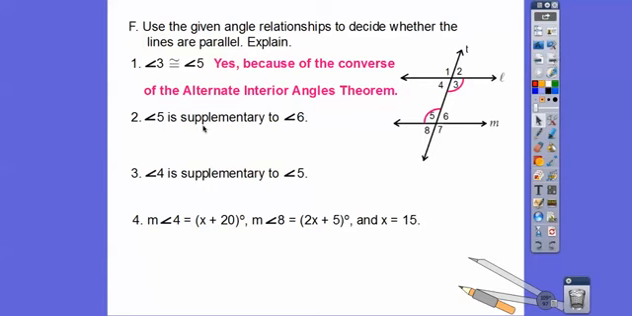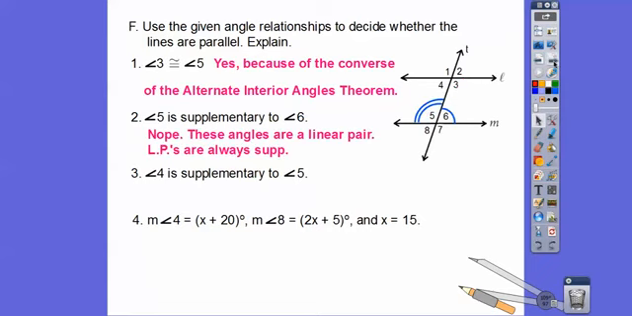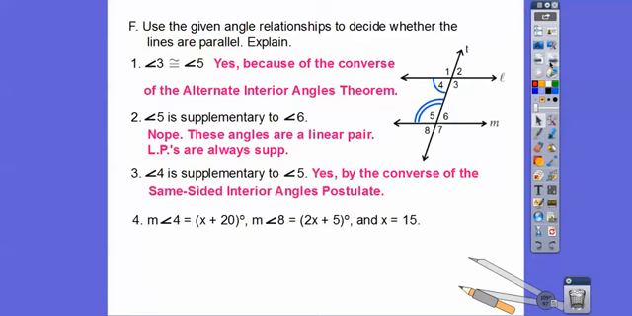Okay, 5 and 6 are supplementary. Well, 5 and 6 are a linear pair. They're supplementary no matter what. They don't have to be parallel or not. So I'm going to say no. They're supplementary no matter what. Okay, now 4 and 5 are supplementary. These are same-sided interior angles. And if they're supplementary, yes, then the lines are parallel.